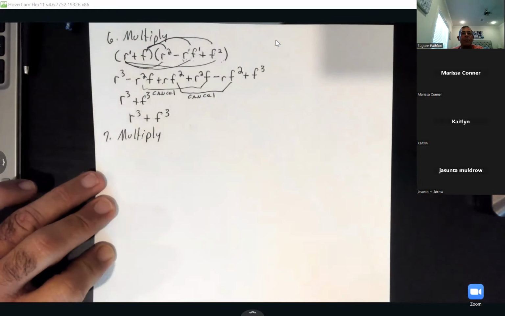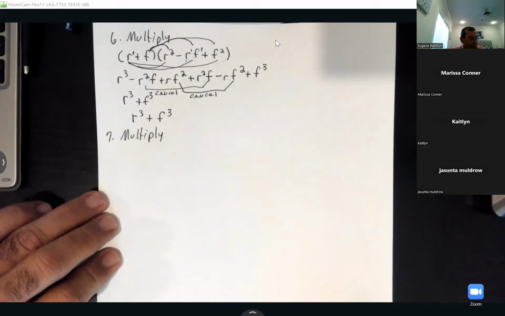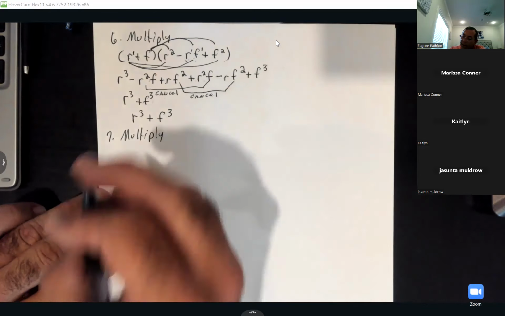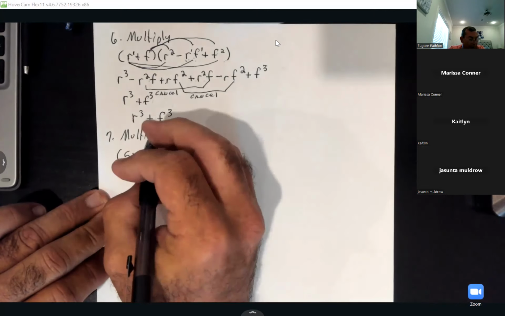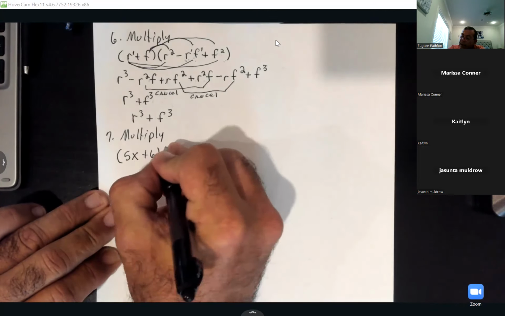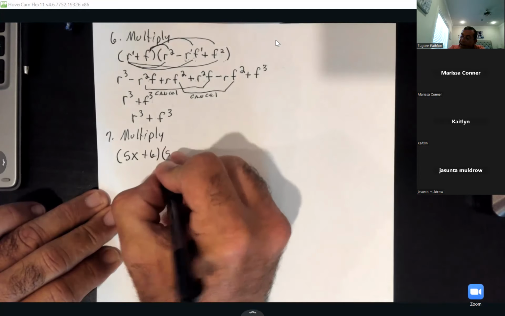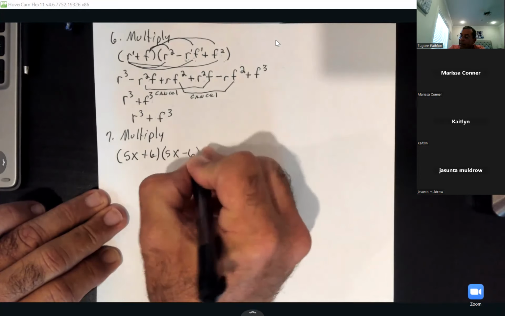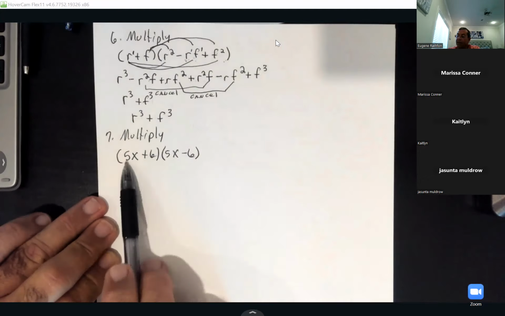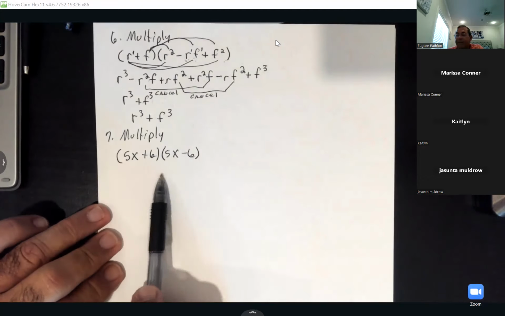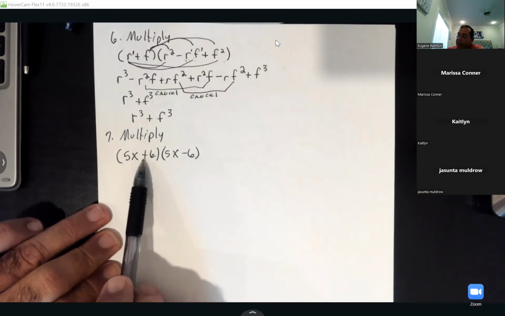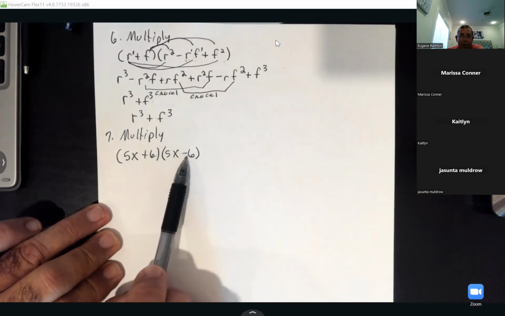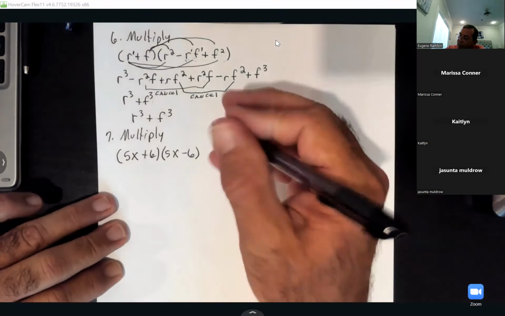All right, y'all, once again, number 7, multiply. So I got a 5x plus 6, and I got a 5x minus 6. These are definitely conjugate pairs. They look exactly the same, except one's being added and one's being subtracted. And I'll put it over here.